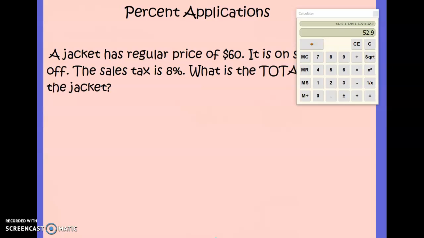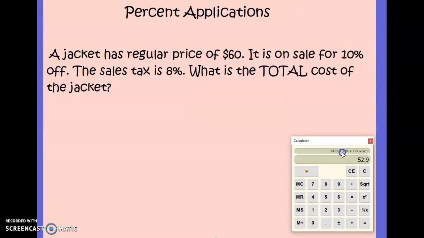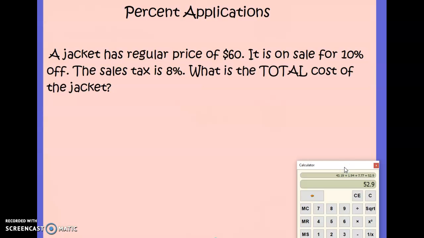So this is their total bill, including tax and tip. Okay, here's our next one. A jacket has a regular price of $60. It is on sale for $10 off. The sales tax is 8%. What is the total cost of the jacket? Okay, so this one, we've got our regular price, we've got our sale price, our discount amount. So this, of course, is going to be a decrease. So this again is two steps. So we're going to decrease it by 10 dollars and then add our sales tax in.